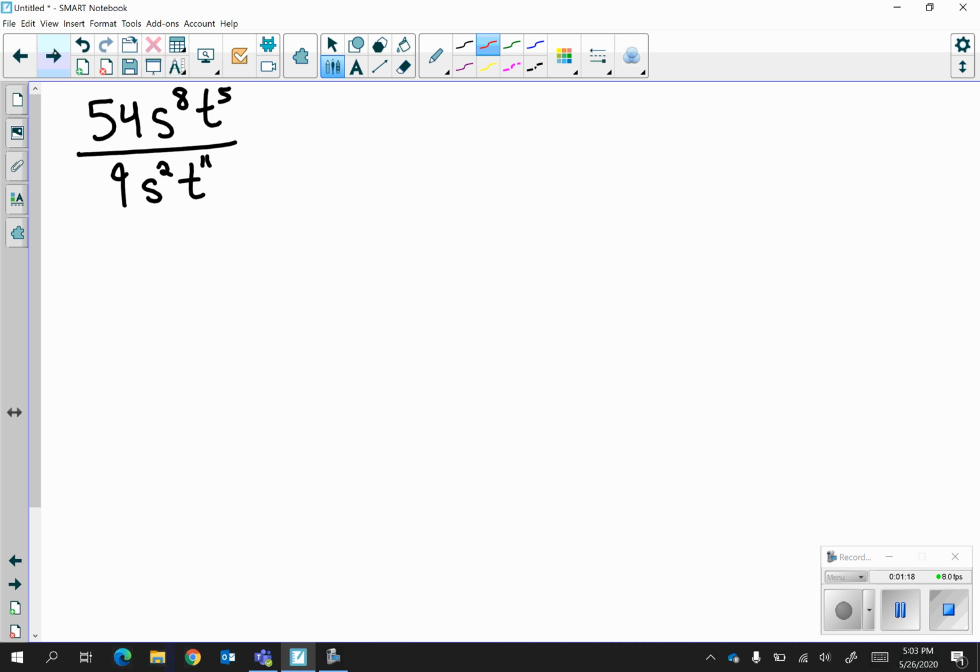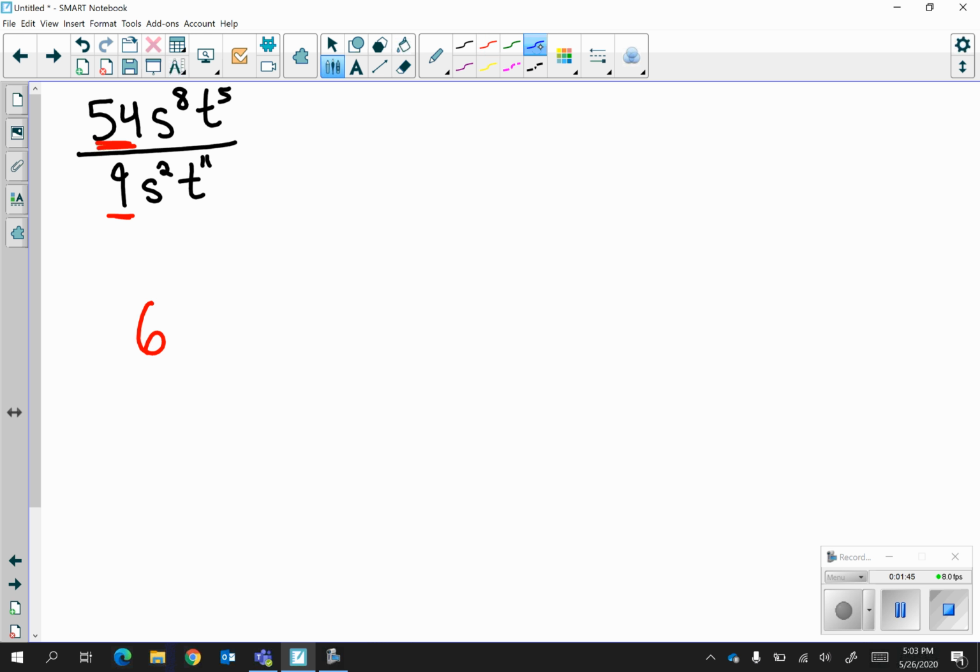Let's try the next one. Here you have division going on, so this is going to be our quotient rule. Again, you divide the coefficients, just like you would with regular numbers, and then for the bases, you keep the base and subtract your exponents. So my coefficients are 54 and 9. 54 divided by 9 is 6.